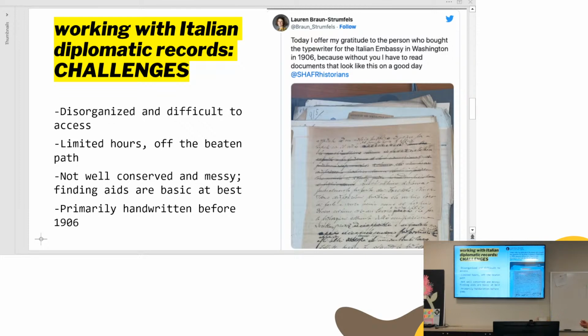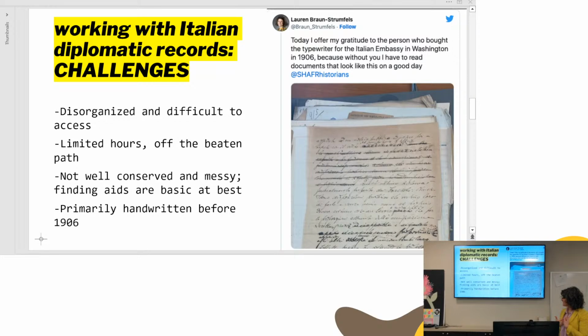Okay. So these records are not well conserved. As you can see, they're basically just piled in there and compressed down. They're not in separate folders. They're often out of order. The finding aids are very, very basic and 25, 35 years old. So you're not OCR searching and going right to what you need. So that's another thing as well.